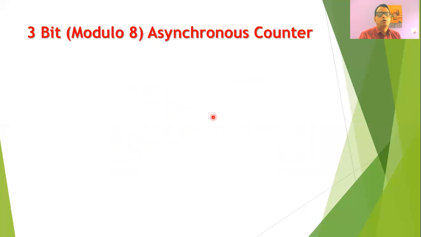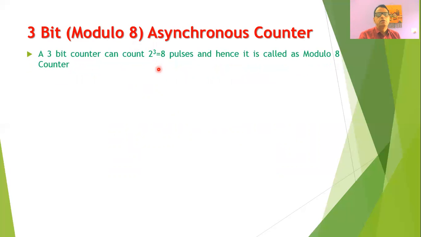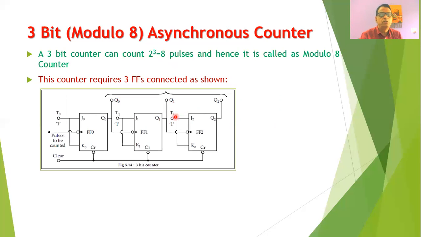Now we can go for the construction of the 3-bit counter, and this 3-bit counter can count 8 clock pulses. 2 raised to 3 is equal to 8, and therefore this counter is called a modulo 8 counter. Since it is a 3-bit counter, we will require 3 flip-flops, which are to be connected as shown in this diagram.